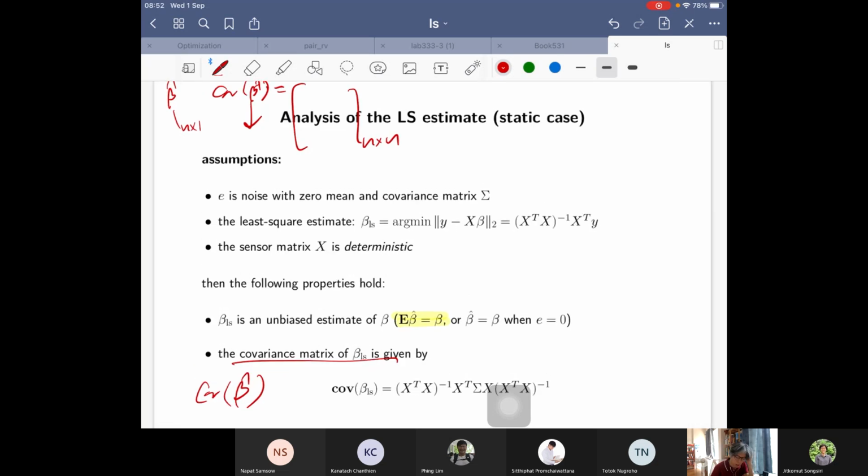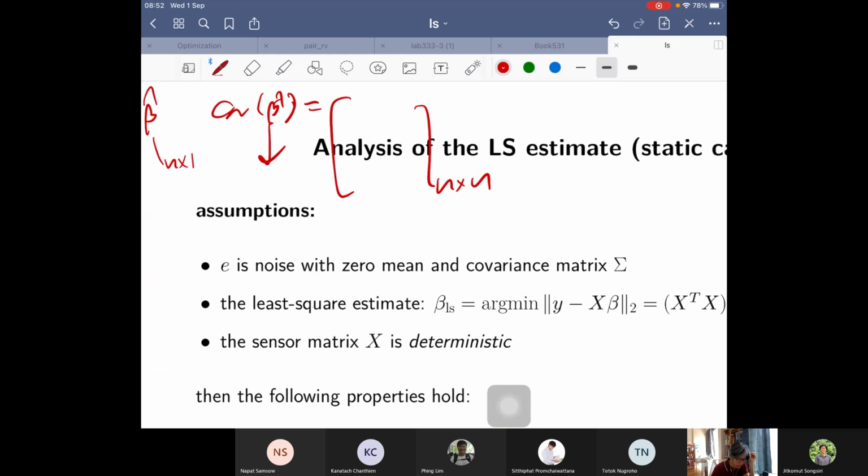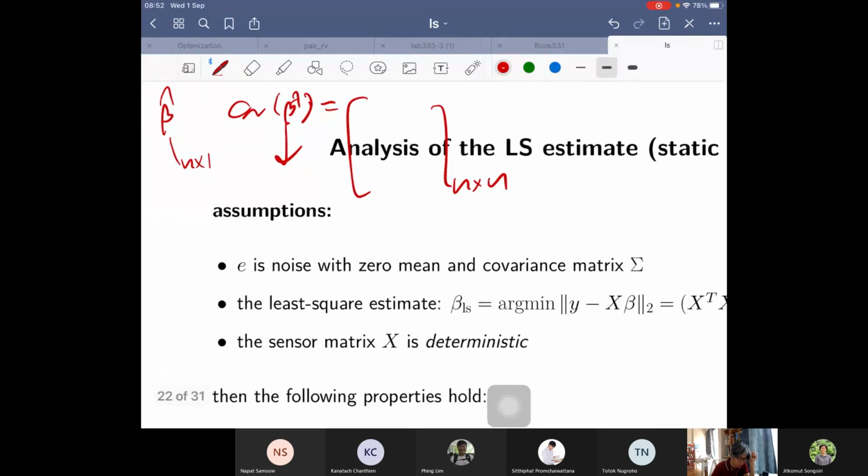If you're behind on this topic, you should review. This is in the review of stochastic process, because I have talked about random vectors there in the slide. Covariance of beta hat, covariance of a vector of n by 1, is going to be a matrix of n by n. Okay. What does it say in the diagonal terms?